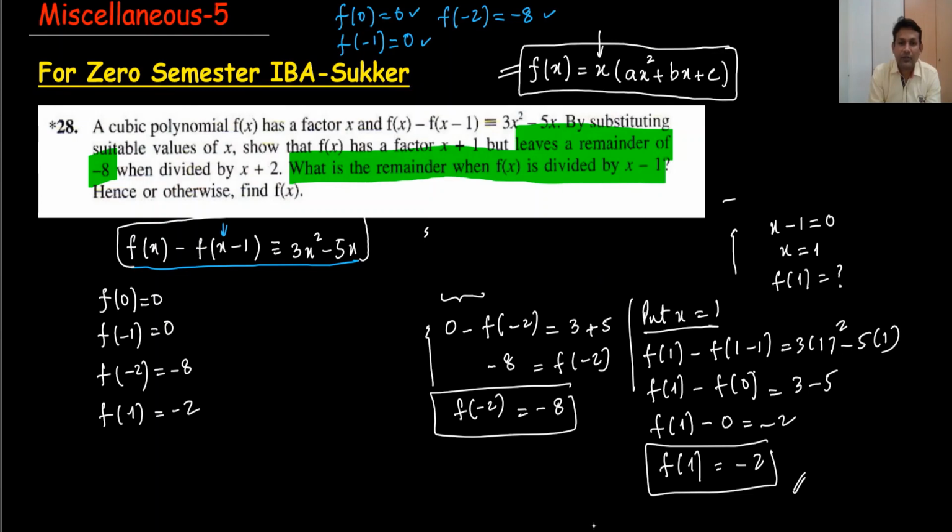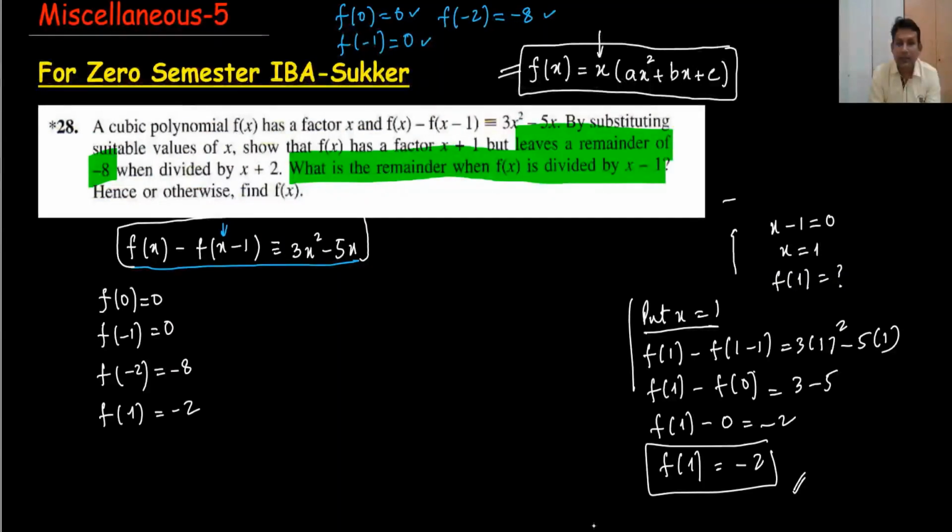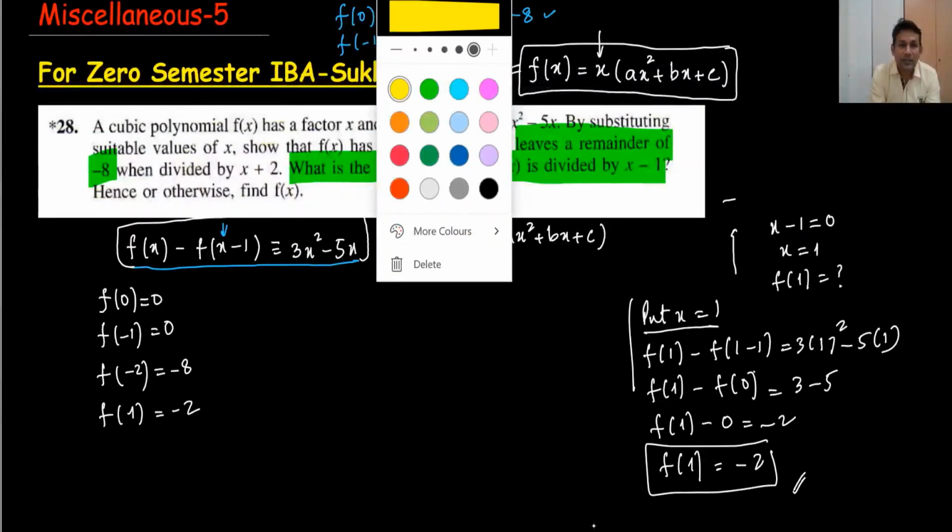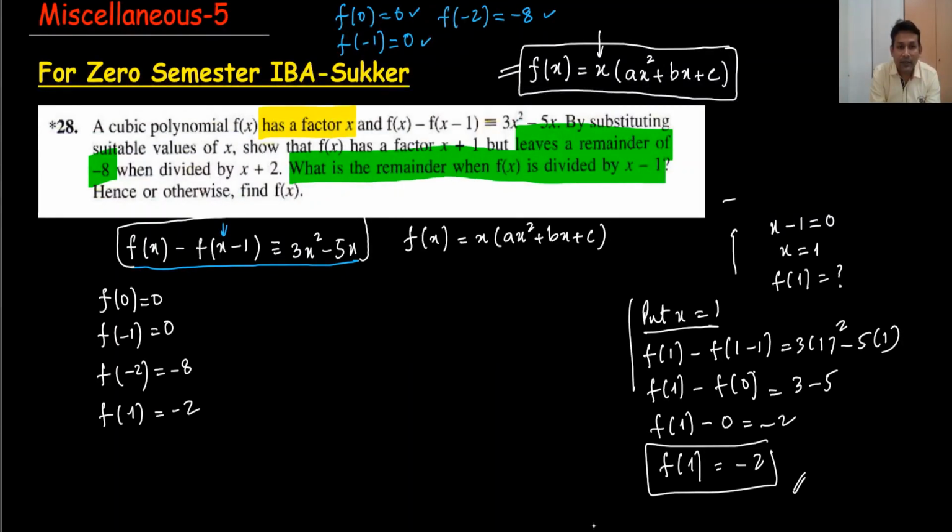For the equation, I have already written one equation here, that f of x is equal to x times (ax squared plus bx plus c). Why do we have this equation? Because x is already a factor. This is given in the question, you can see it has a factor x. So x is the factor, so I'm writing here. Now, we need to find the equation. This is our target now.